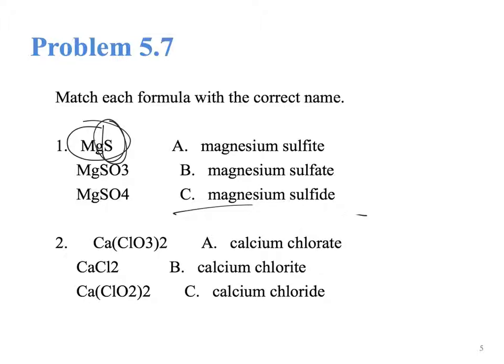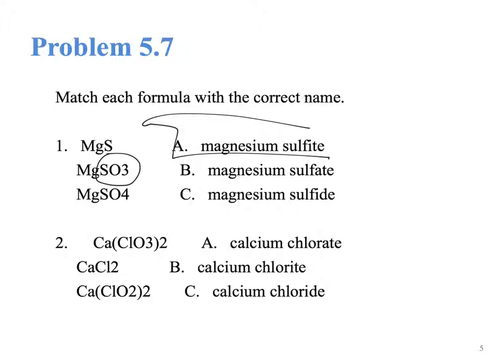The next one. So we have magnesium. And the polyatomic anion is sulfite. So this one is magnesium sulfite. And the last one will be magnesium sulfate.